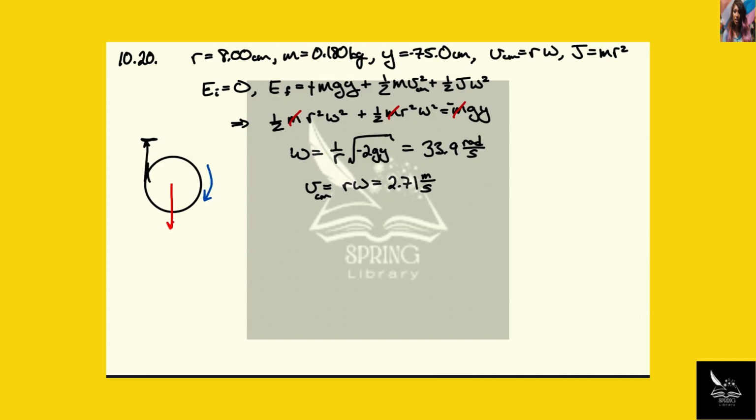And so they actually wanted to know the speed of the center. Well, that just is r times omega. We know r, we know omega now. And again, just making sure we can do unit conversions, we get that is 2.71 meters per second. So that's how fast it's going after it falls 75 centimeters.